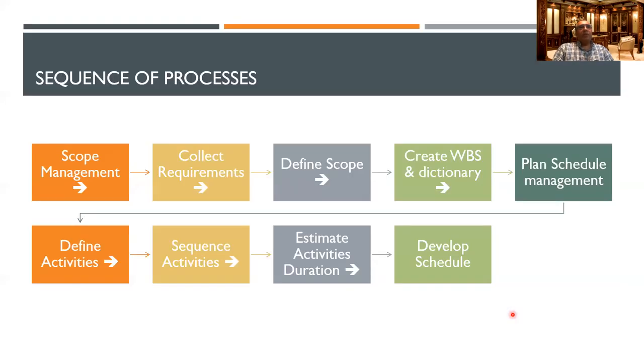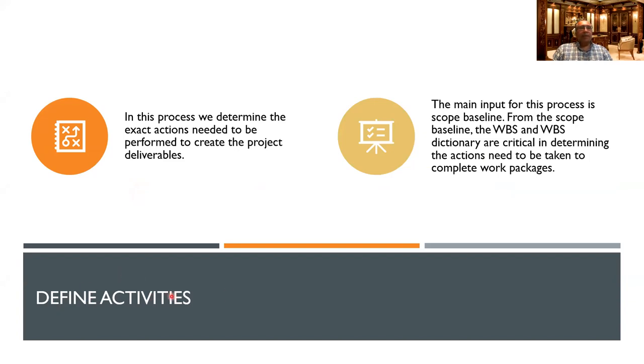So the first one we said is define activities. So 6.1, the first one, define activities. In this process, we determine the exact actions needed to be performed to create the product deliverables. So remember, the product deliverable is at the end what you will be making, right? That could be a service, could be a product, could be also a result. And you have to determine what activities, what actions you have to do to meet that deliverable.